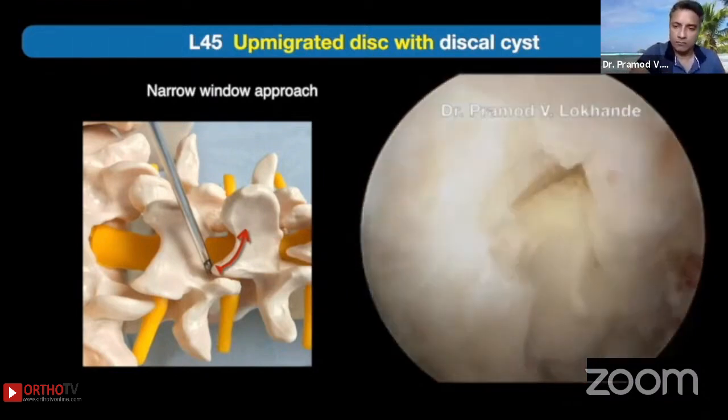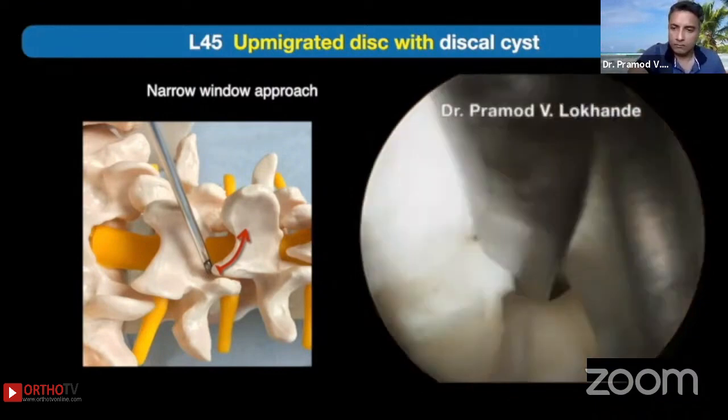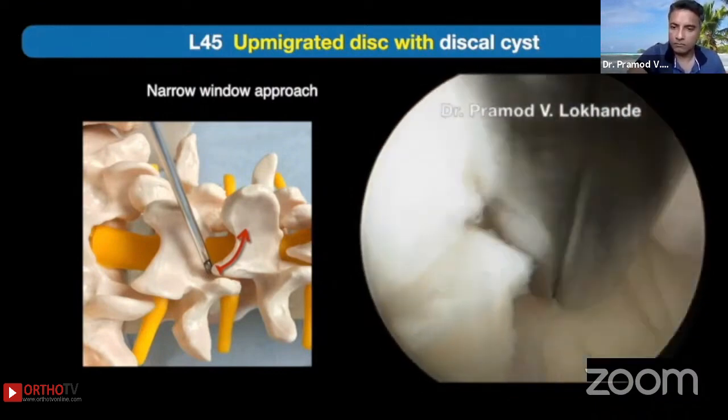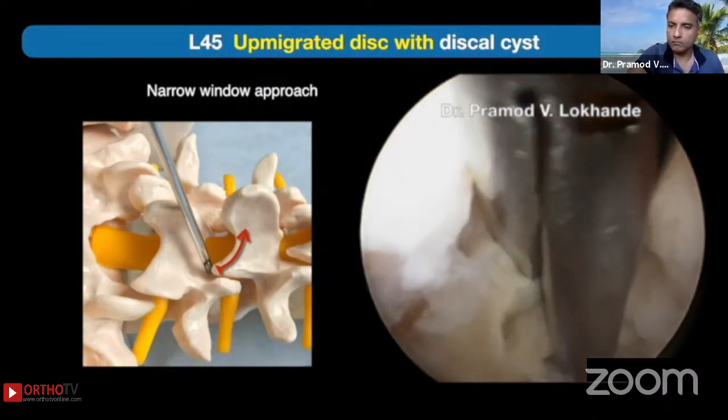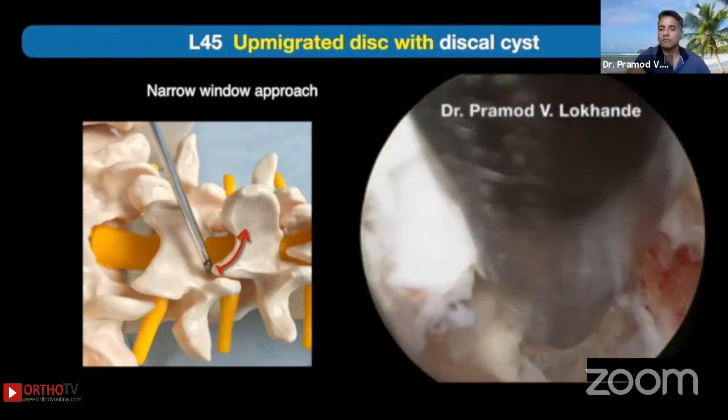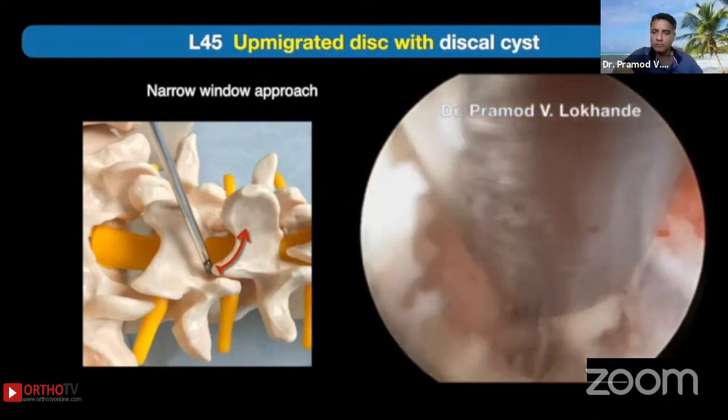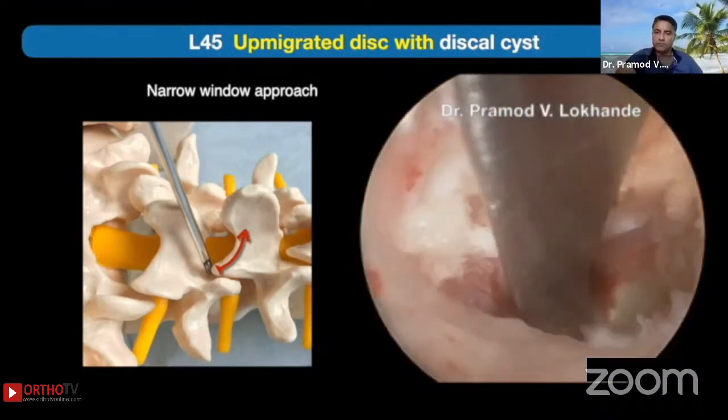Then after bone drilling is completed, we start cutting the ligamentum flavum layer by layer to open up the epidural space like before. And we continue cutting the flavum laterally towards the facet joint till the lateral border of the nerve root is identified. So that's the nerve root.